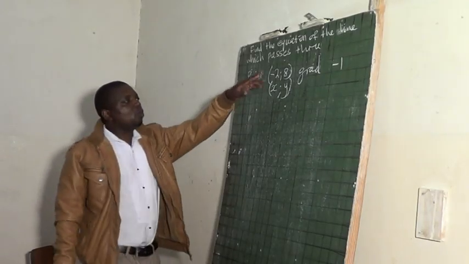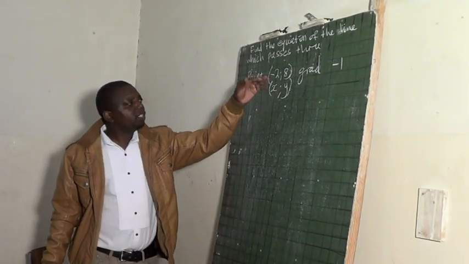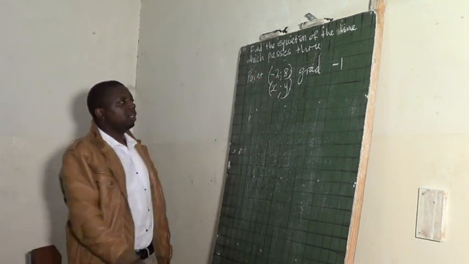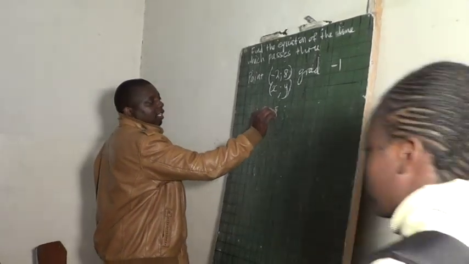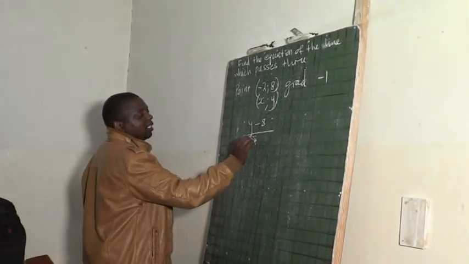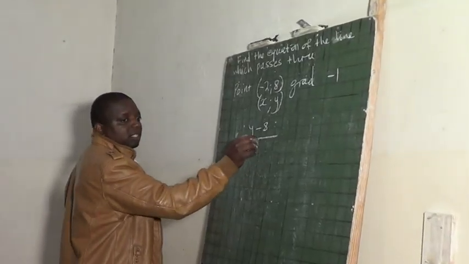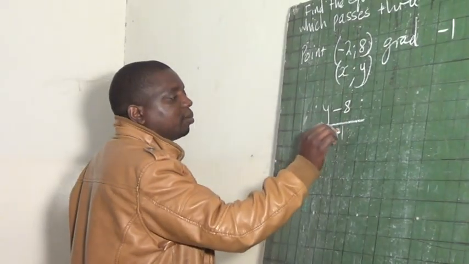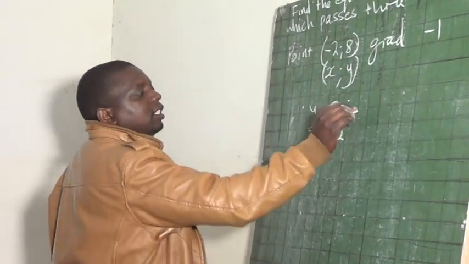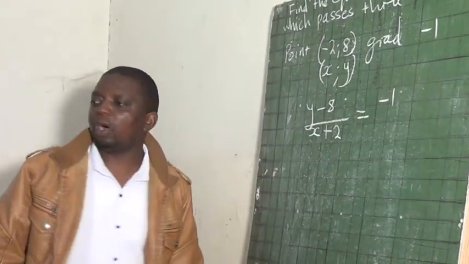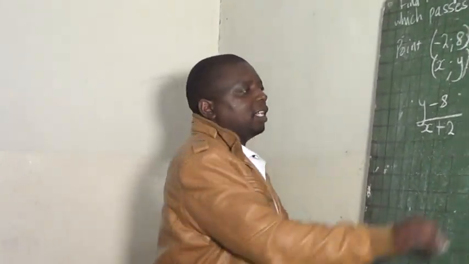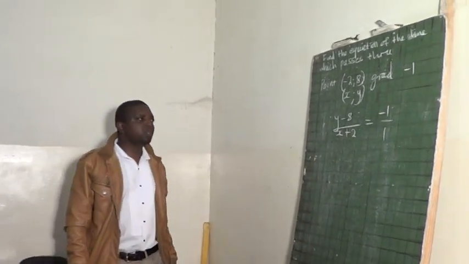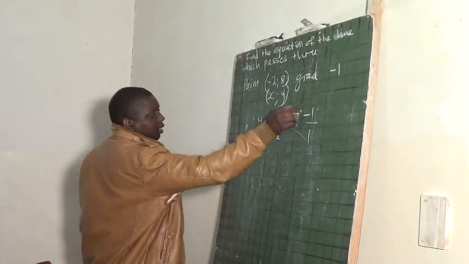Right, like that, you have 2 points. With the 2 points, you write down the expression for the gradient altogether: y minus 8 over x plus 2 is equal to the gradient, minus 1. Minus 1 is the same as minus 1 over 1. What do we do now? We cross multiply.